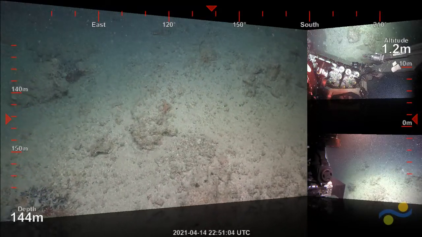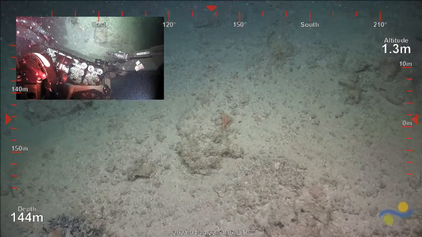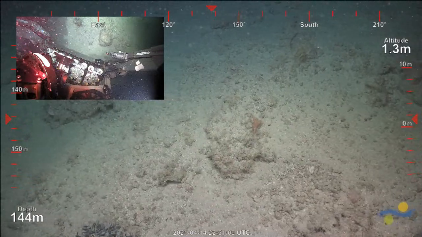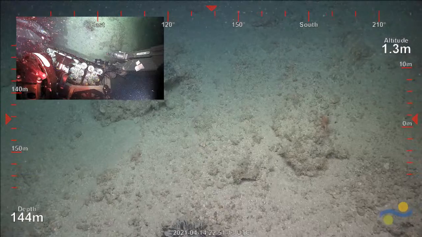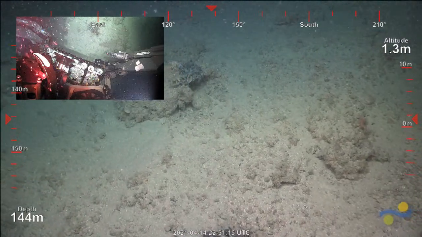We're still completing our 150 meter depth transect. It is longer than 150 meters, obviously, so it might be confusing when we refer to it as a 150 meter transect, but we're referring to depth.